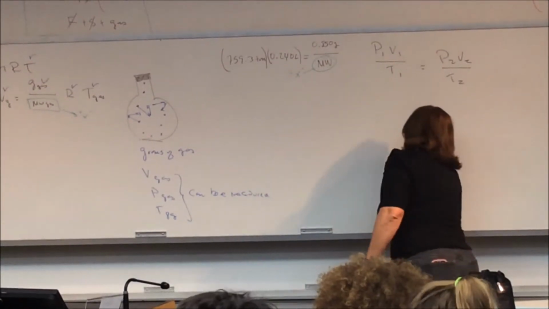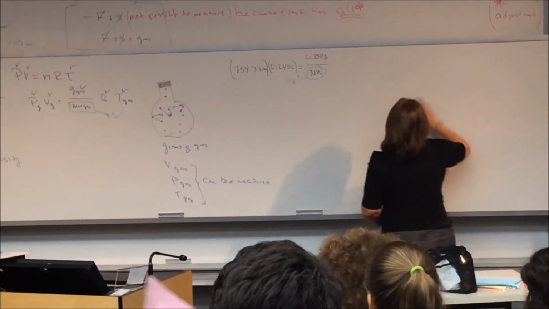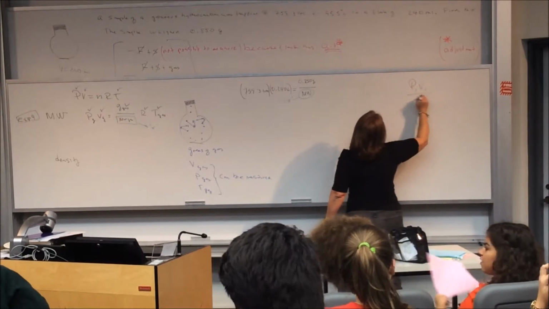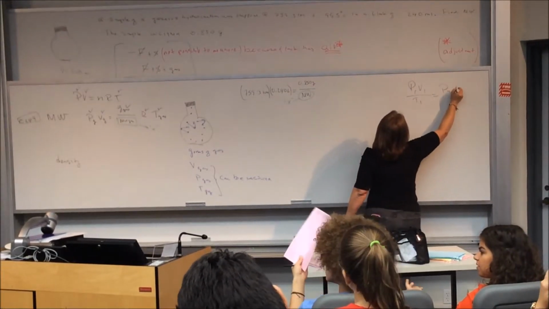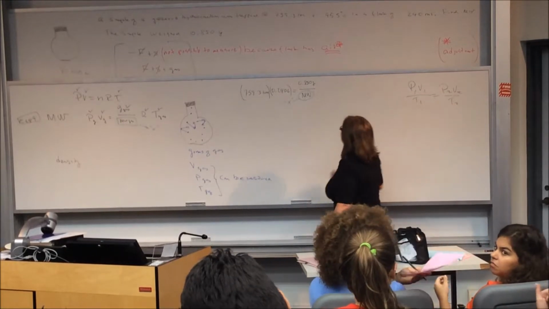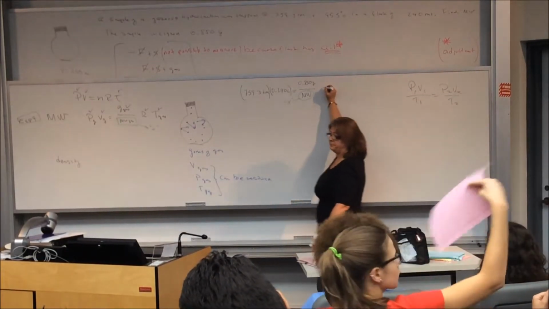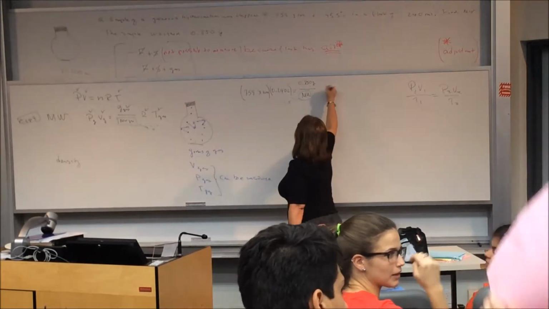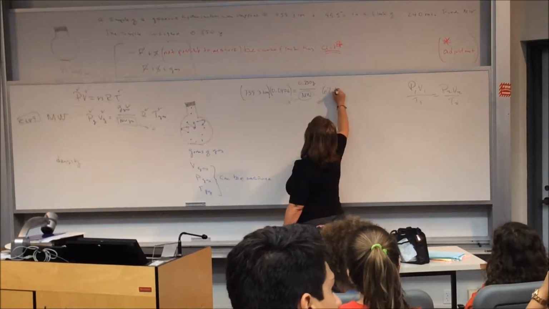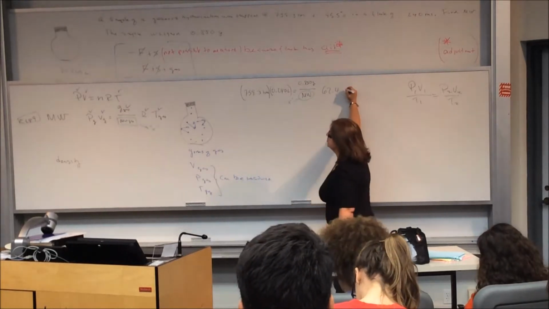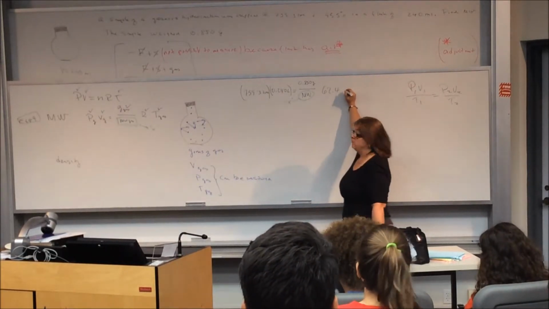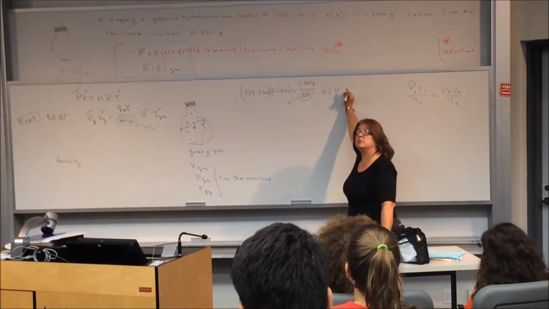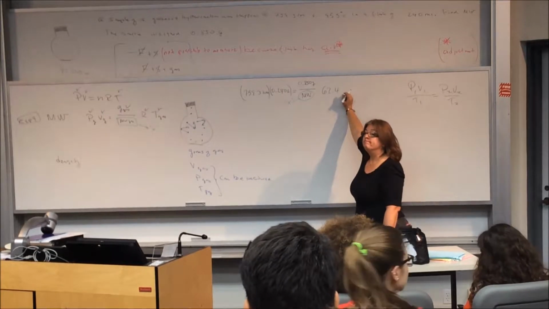And what R are you going to use? 62.4. And why are you going to use that? Torr. Because it's in torr. And what are you going to put? What do I put? 62.4 and torr. And the temperature? I'm waiting. I can't wait. Go for it.